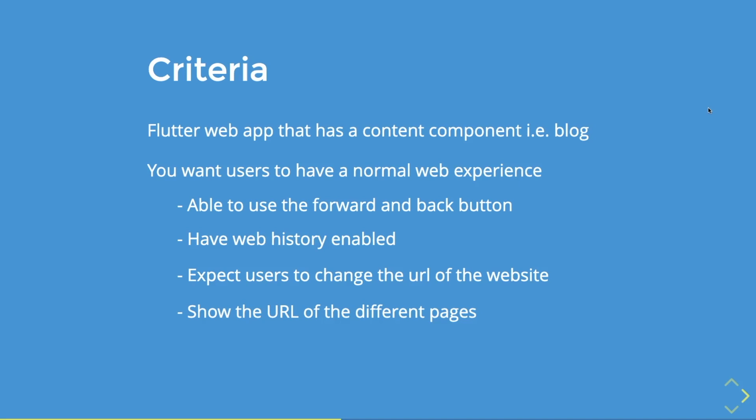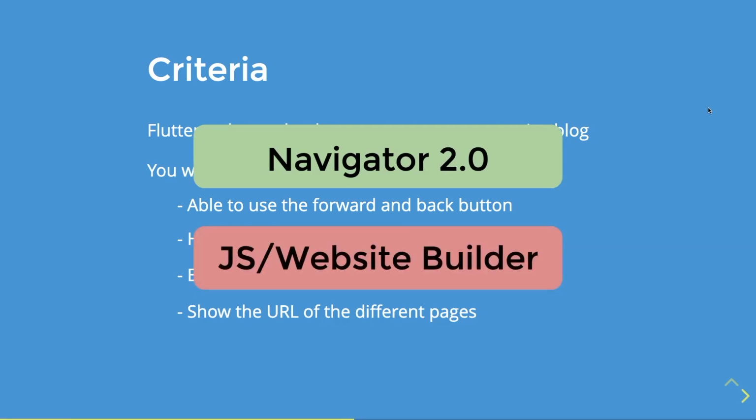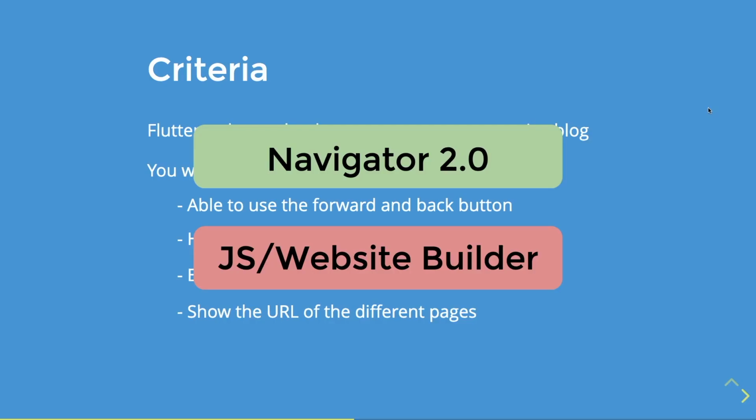But if you have all of these criteria ticked, then I will highly recommend you to use Navigator 2.0 for your Flutter Web app. Otherwise, I would recommend you to use any JavaScript framework or even a website builder that helps you do this, and most website builders will do this for free for you. So Navigator 2.0, a little warning, is very complicated. That's just my opinion.